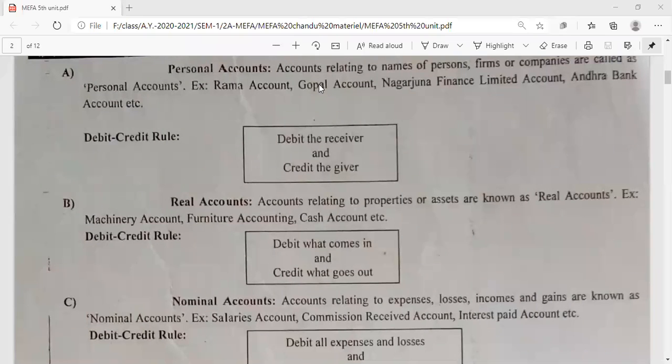Or else he may be the person who might have given you some investment, and for that investment there is a capital. You have to pay some money in return. That may be a Gopal account, for example. Then Nagarjuna Finance Limited account.